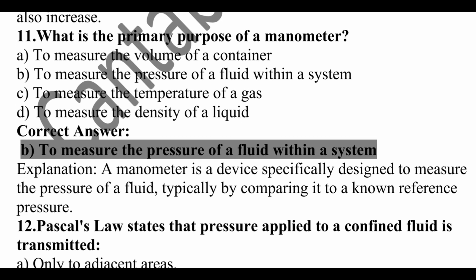Question number 11. What is the primary purpose of a manometer? Option A, to measure the volume of a container. Option B, to measure the pressure of a fluid within a system. Option C, to measure the temperature of a gas. Option D, to measure the density of a liquid. So the correct answer is option B, to measure the pressure of a fluid within a system.